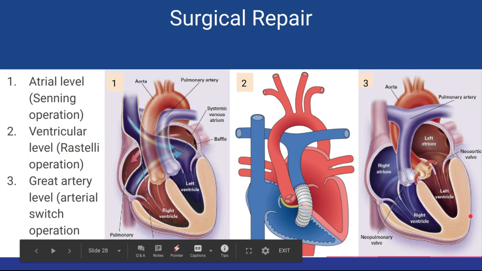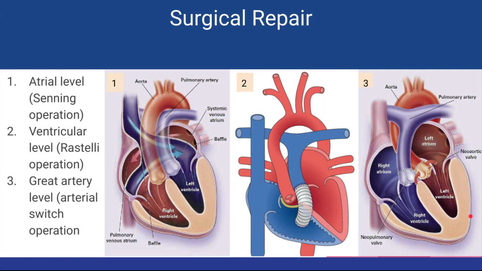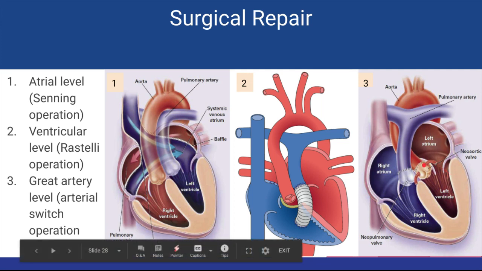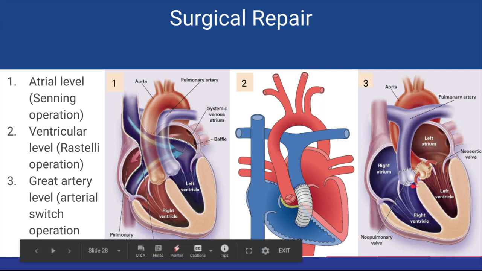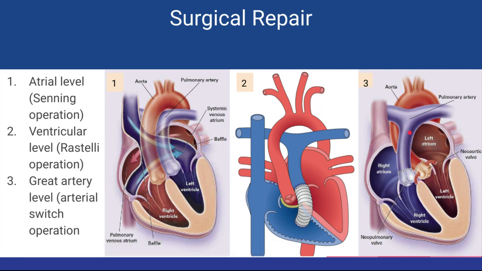And third, at the level of great arteries, is the arterial switch operation, in which the pulmonary trunk is resected and joined to the aortic root, and the aortic trunk is resected and joined to the pulmonary trunk. So this is the most preferred surgery of choice for TGA with fewer complications, which is called the arterial switch operation.